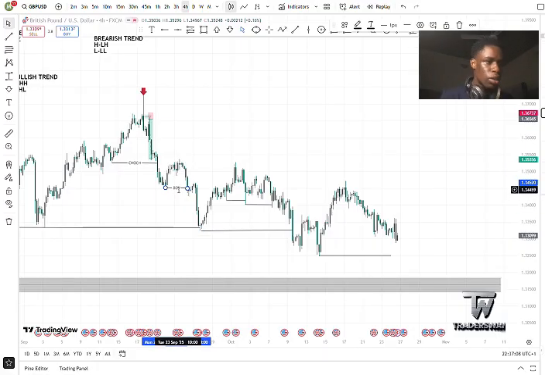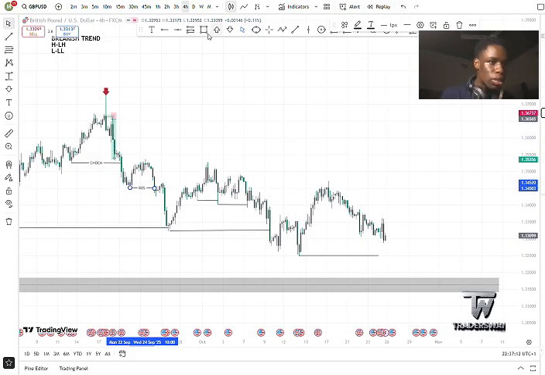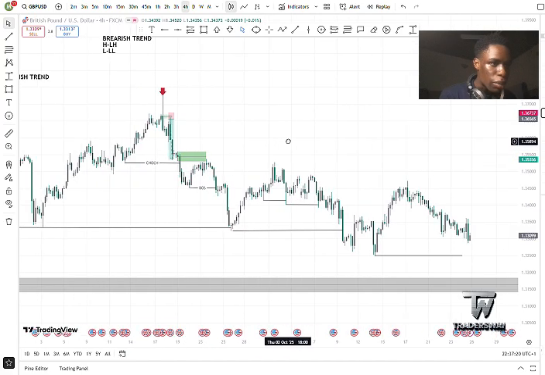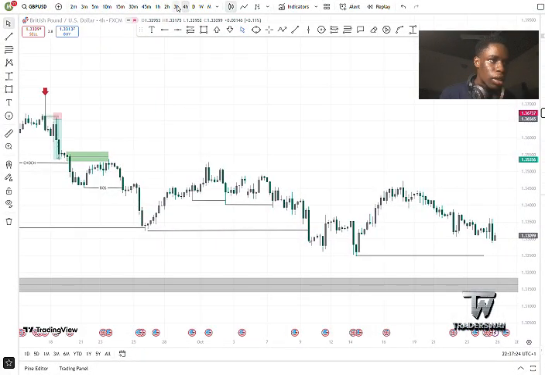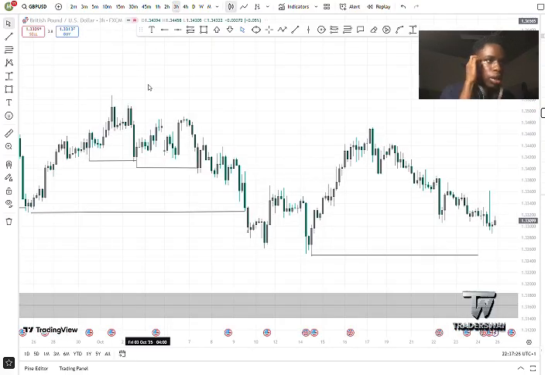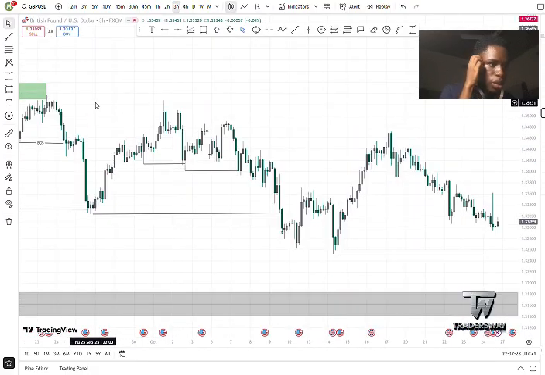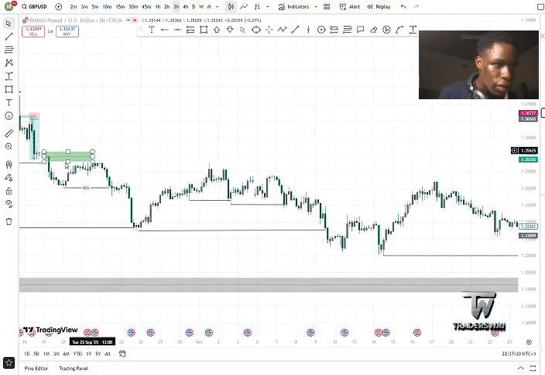So after looking for a break of structure, change of character, break of structure, the next thing is to look for an order block. You can see I choose there my order block. Why I choose there my order block, I've already explained on the former one. Let me go to the 3 hours time frame so that you're going to see why I choose that order block. You can see very well I choose it because there was a fair value gap here, a very big fair value gap.